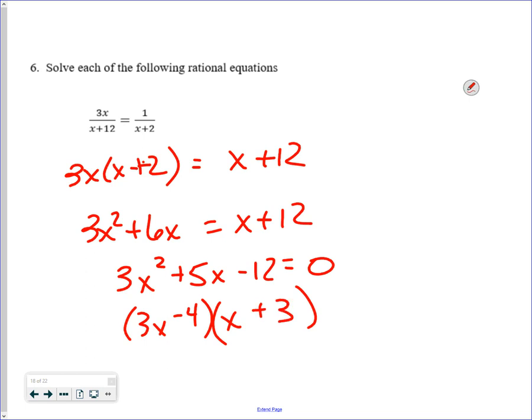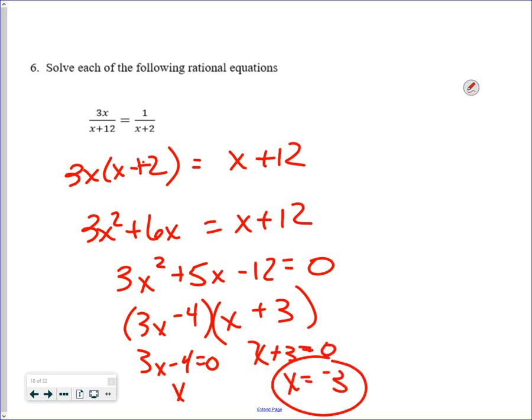So there's what the factoring would be. Setting the parentheses now equal to 0, I get x to be negative 3 and x to equal 4/3.